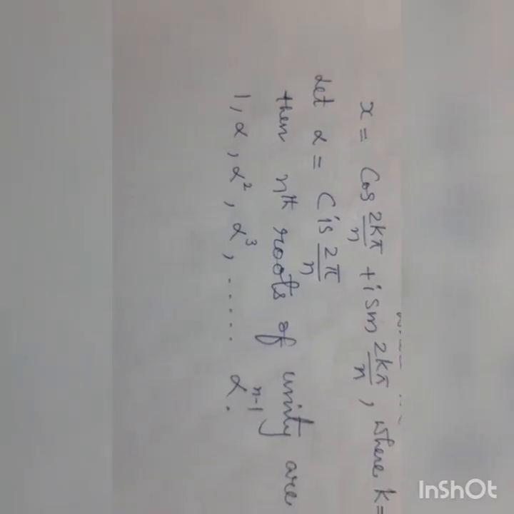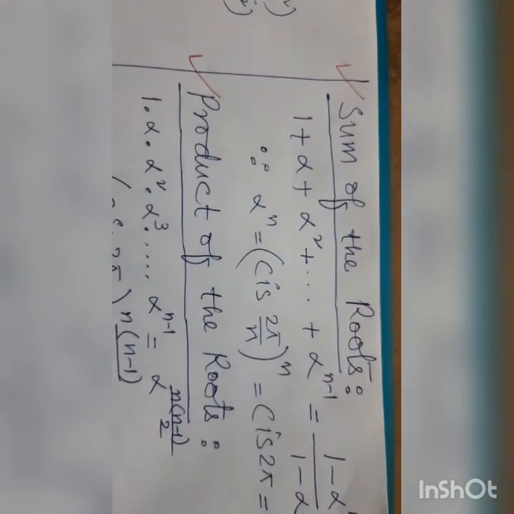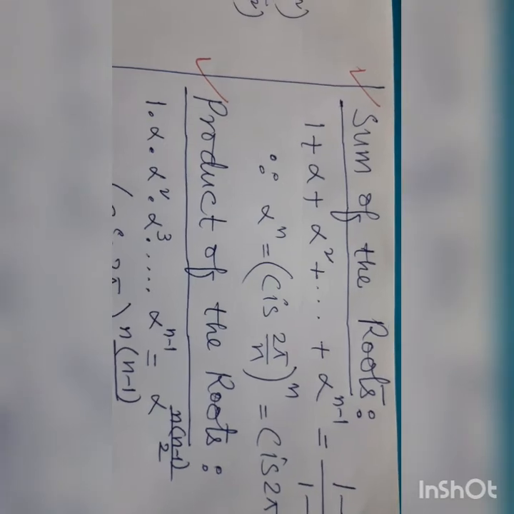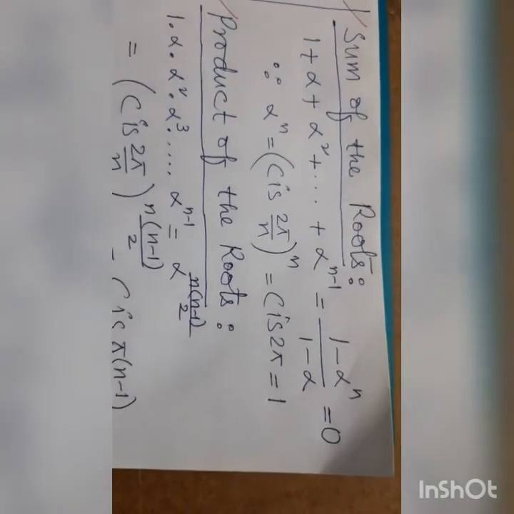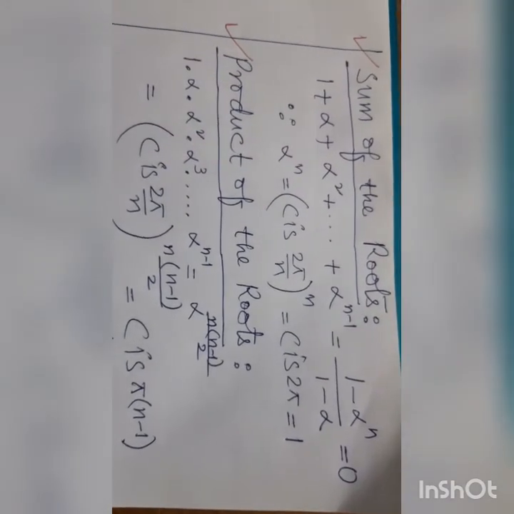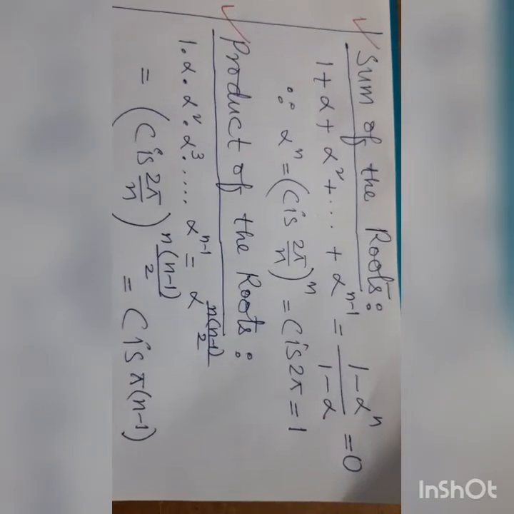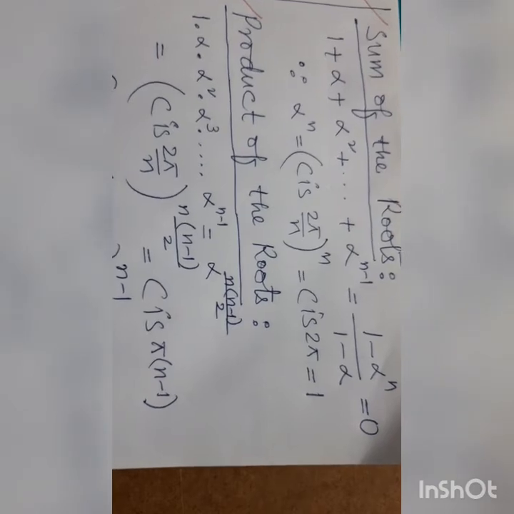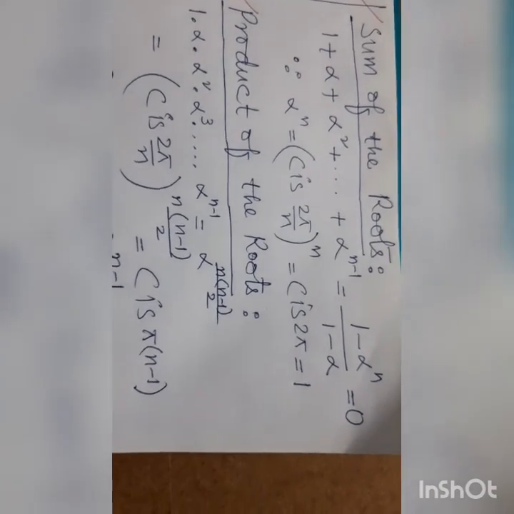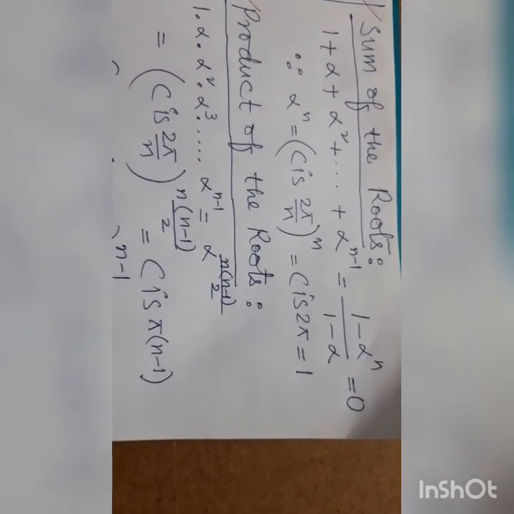And now, the sum of the nth roots of unity: 1 plus alpha square plus so on plus alpha to the power n minus 1. This is the sum of a GP series. That is why the sum of the GP series can be written as (1 minus alpha to the power n) by (1 minus alpha).